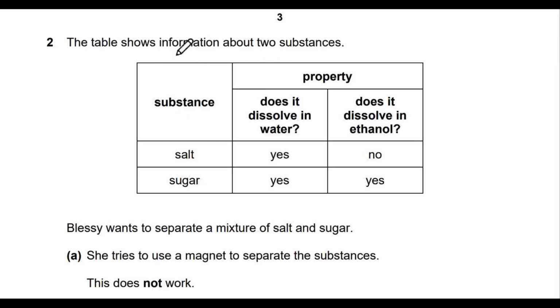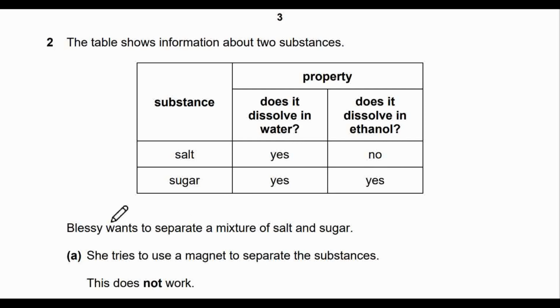Question 2. The table shows information about two substances. Substance: salt, sugar. Property: does it dissolve in water? Does it dissolve in ethanol? Salt, does it dissolve in water? Yes. Does it dissolve in ethanol? No. Sugar, does it dissolve in water? Yes. And does it dissolve in ethanol? Yes.